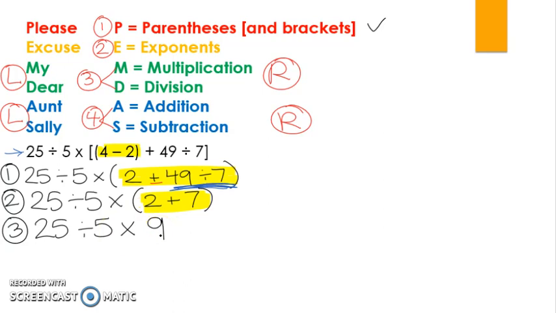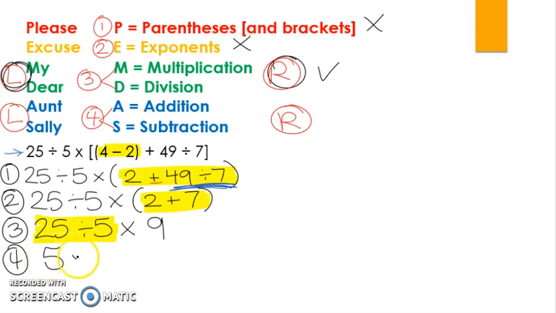Okay. Do we have any more parentheses? No. Exponents? No. Multiplication or division? Yes. And we have both of them. Now we have to solve from left to right. So which one comes first from left to right? Correct. 25 divided by 5. So step 4 is to solve the expression 25 divided by 5. What is 25 divided by 5? 5. And 5 times 9 is 45.